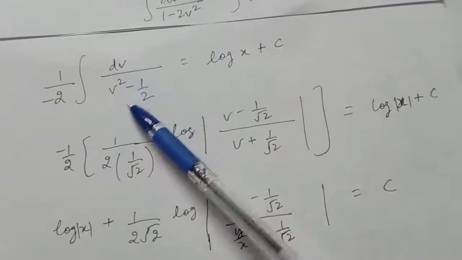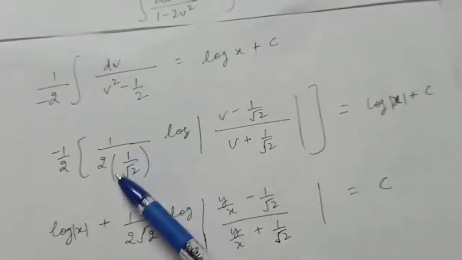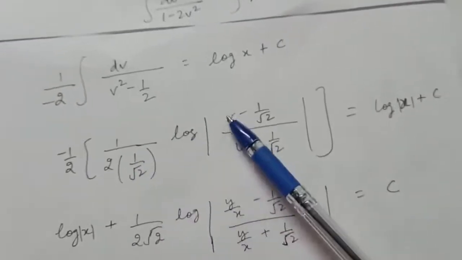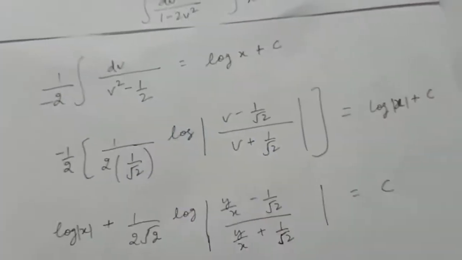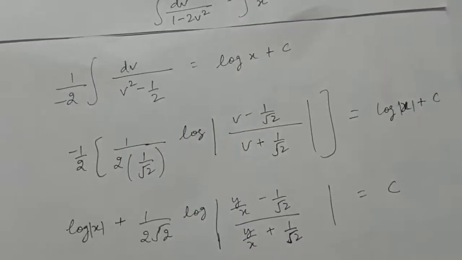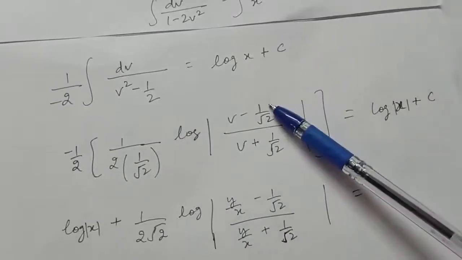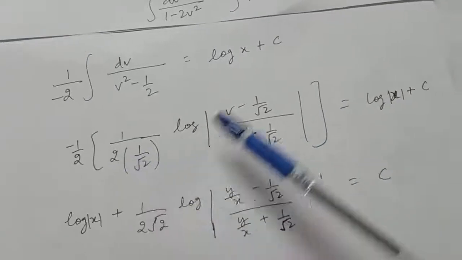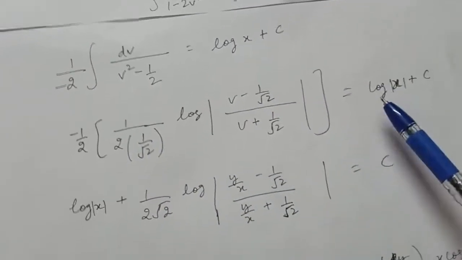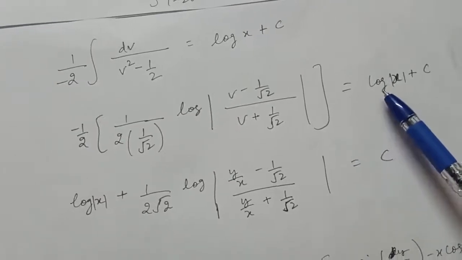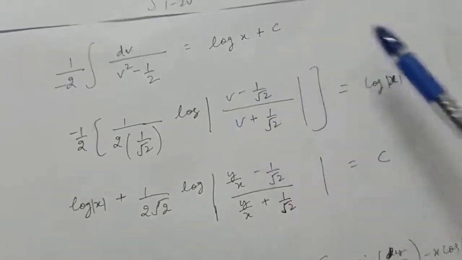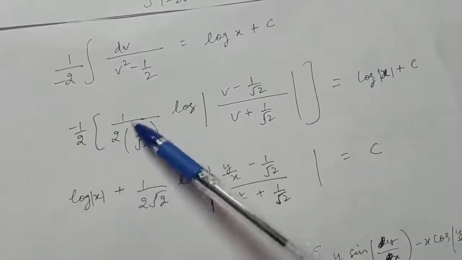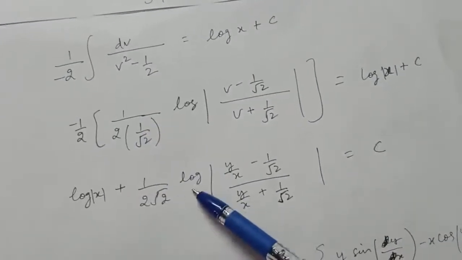Integral of 1 upon x square minus a square is 1 upon 2a into log of (x minus a) upon (x plus a). Here a is 1 by root 2 and x is v, right? Minus 1 by 2 as it is, and also these terms as it is. Now take this term on this side, then you will get log mod x plus this will be 1 upon 2 root 2 into log.